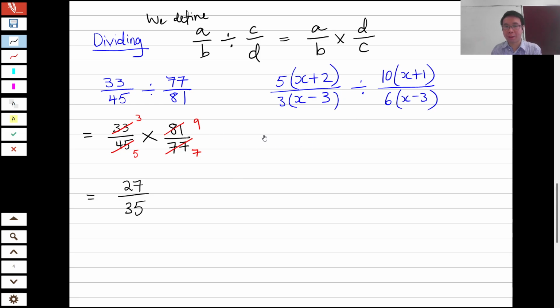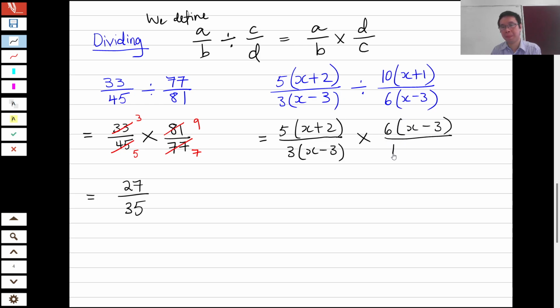Now for the second one. I very strongly recommend that you don't try to do this in your head. Just change it to multiplication and then deploy your simplification skills. Okay, so all I've done is I've flipped the second fraction upside down and changed the division sign into a multiplication sign.